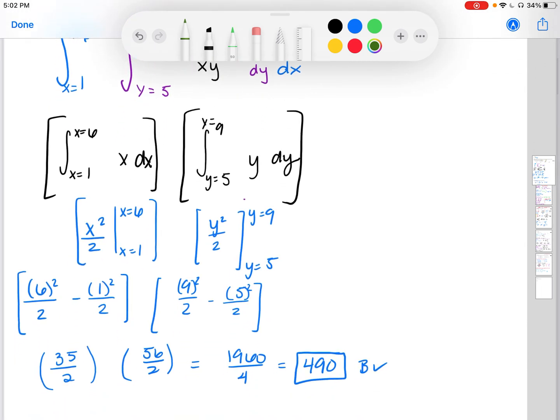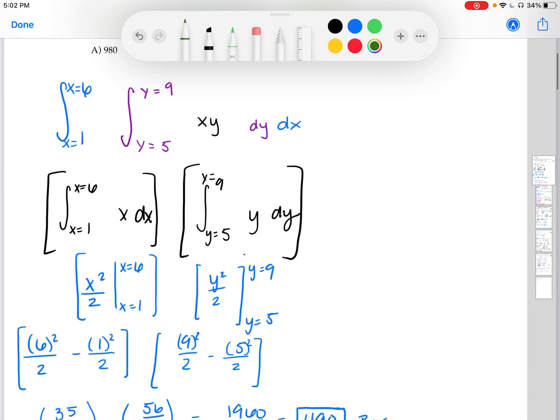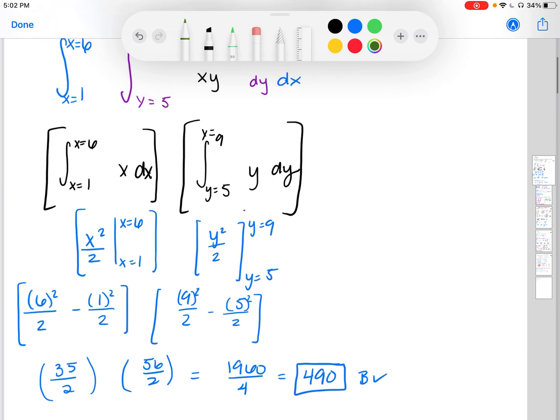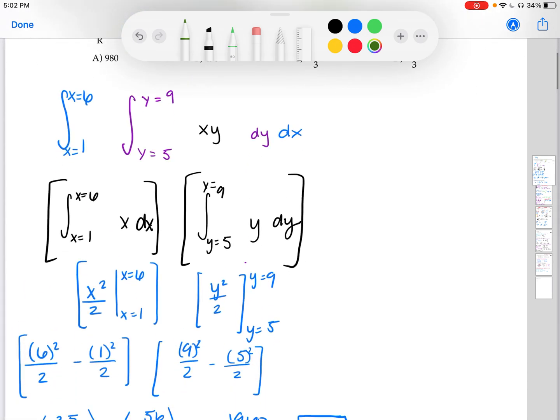And sometimes it's okay if you split them up. When you have constants and they're being multiplied, you can go ahead and split your integration, just like you learned back in your calculus 1 or 2. And we go ahead and integrate. You see the steps there, and your answer should be 490, which is B.